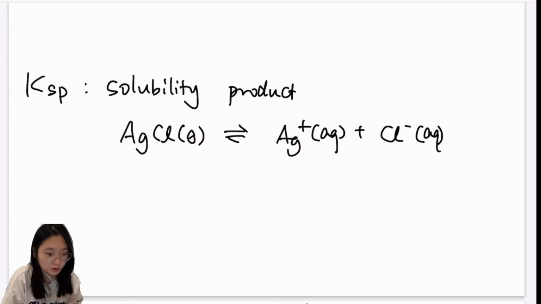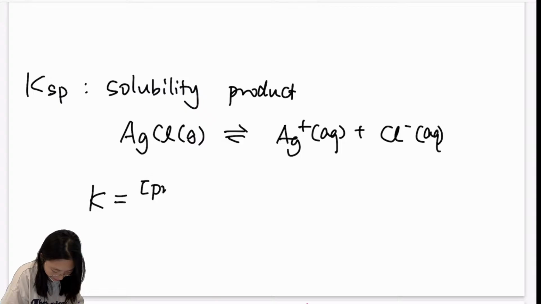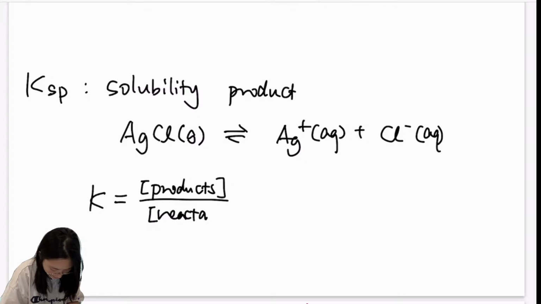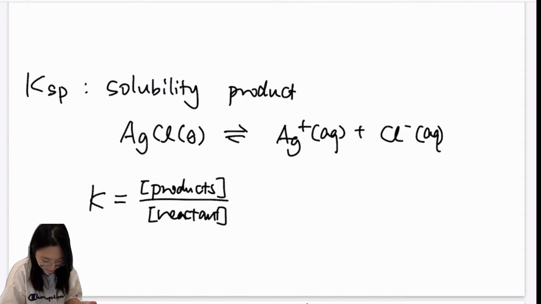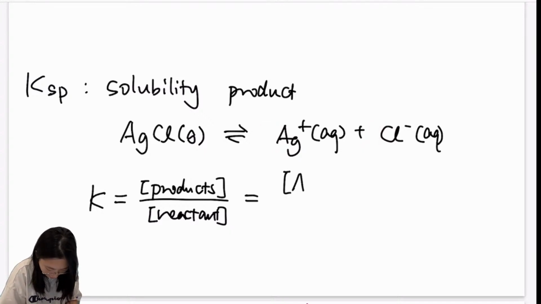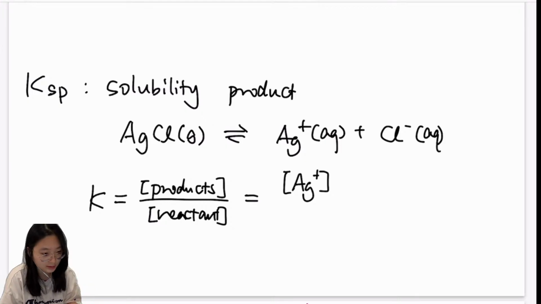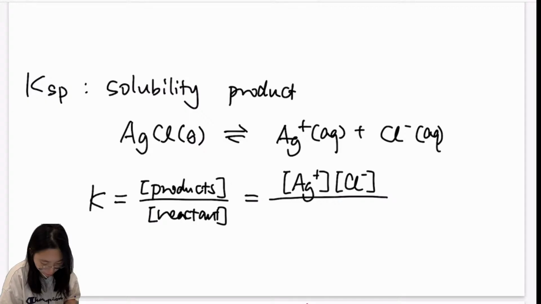And for any equilibrium, we can always write the equilibrium constant as the concentration of the products divided by the concentration of the reactants, and then raise each concentration to the power of the coefficient of that species. For this one, it's the concentration of silver cation, which has a coefficient of 1, so silver cation concentration to the power of 1, multiplied by the concentration of the chloride to the power of 1. And then you divide it by the concentration of the reactant. But the only reactant for this chemical equation is silver chloride solid.